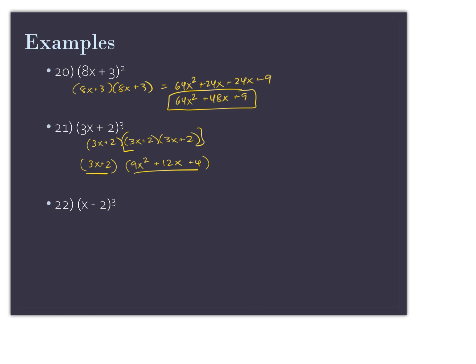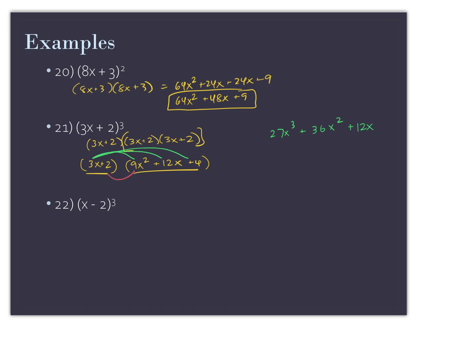And again, I can use the distributive property, or I could even use my box method at this point. If I choose the distributive property, I'm going to do 3x times 9x squared is 27x cubed. Then I'm going to do plus 36x squared plus 12x. And then I do the same thing with the 2.